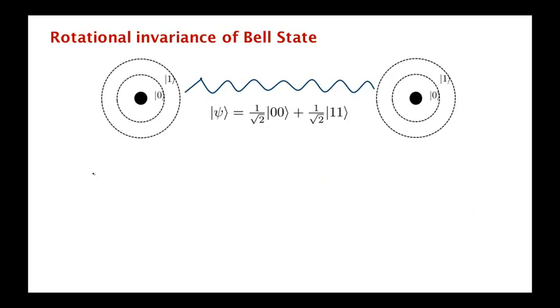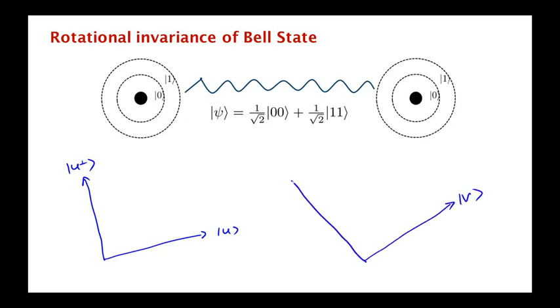So now, let's try to understand this a little more. Let's see how well we understand this. So let's say that we make a measurement on this first qubit in some arbitrary basis u, u perp. And now we pick a different basis. So we pick some different basis v, v perp for the second qubit, and we measure it in this basis.